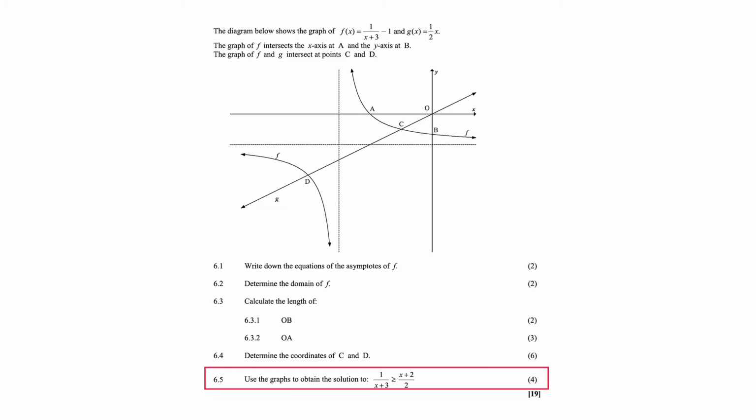Alright, the last question says, use the graphs to obtain the solution to 1 over x plus 3 is greater than or equal to x plus 2 over 2. It's really easy to get really good at these inequality type questions because they're all kind of similar. So we have our inequality questions where we say, where is the one graph greater than or equal to 0? Where is the one graph less than or equal to 0?